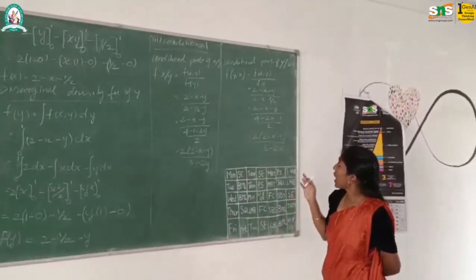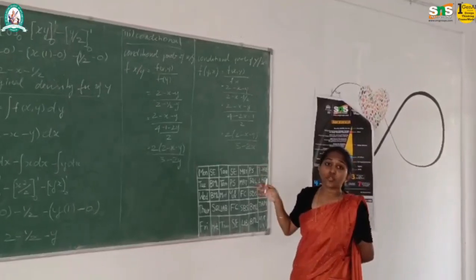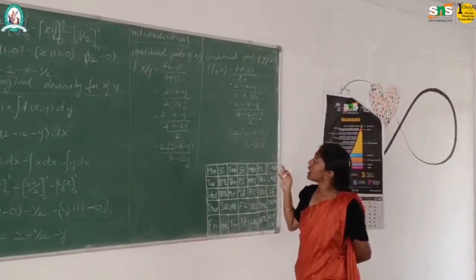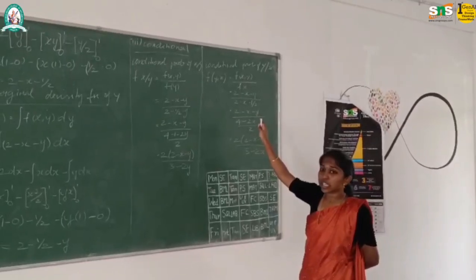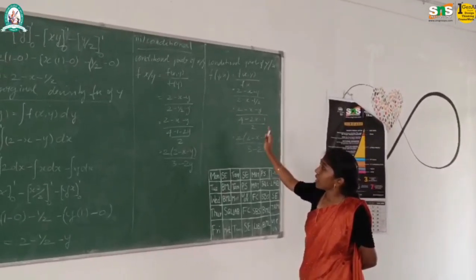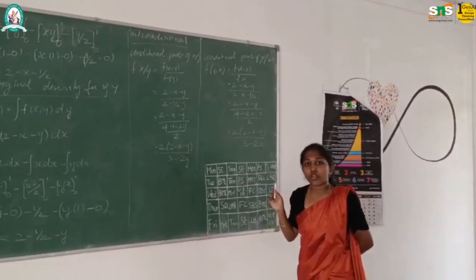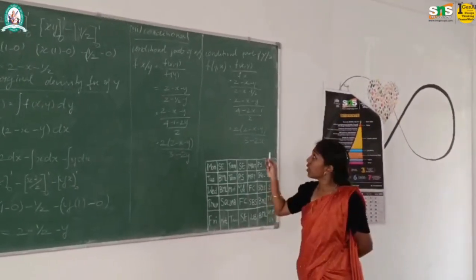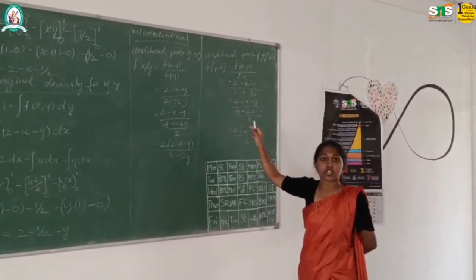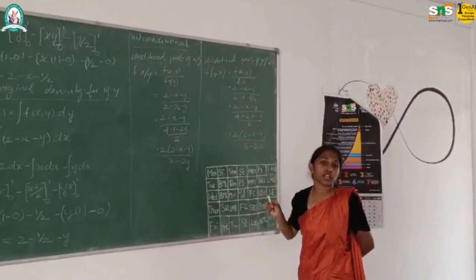So next we are going to calculate the conditional probability density function of y given x. The formula for the conditional probability function of y given x is f of y given x is equal to f of x comma y divided by f of x. So here also the term f of x comma y, which is given in the question, is 2 minus x minus y. And f of x means the marginal density function for x.